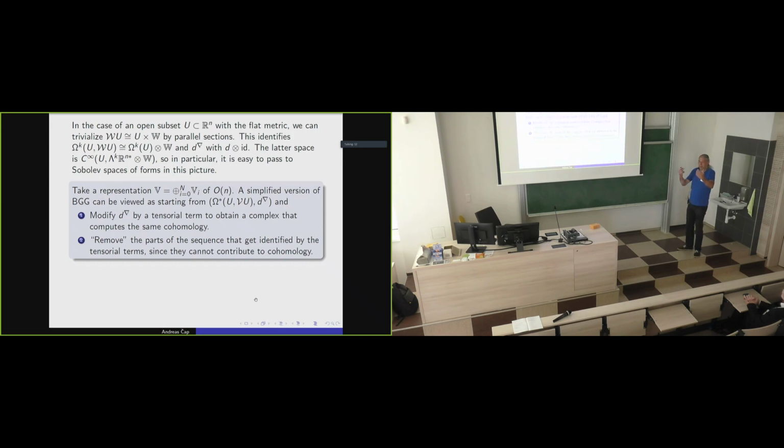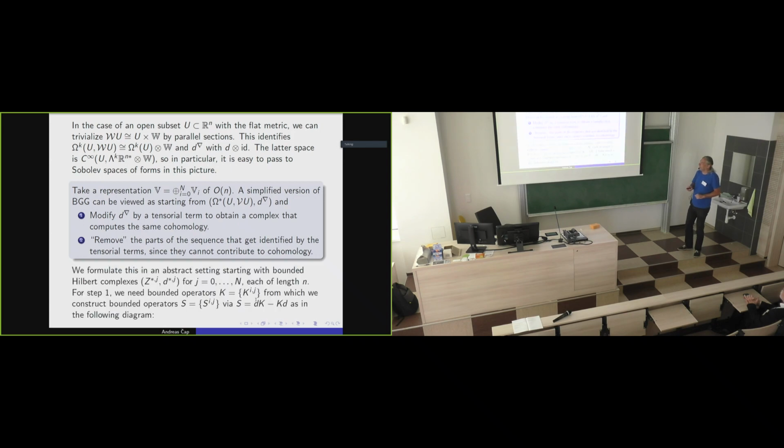And so you can change your sequence, or in the language that we have here, pass to something like a sub-thing without changing the cohomology. And that's the basic idea that we will follow. Okay, and now the formulation that we use in the article is in a rather abstract setting. So what we do is we start with bounded Hilbert complexes. They are denoted by spaces Zij and differentials Dij.